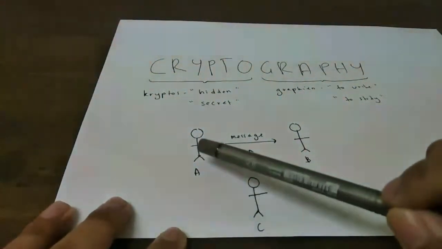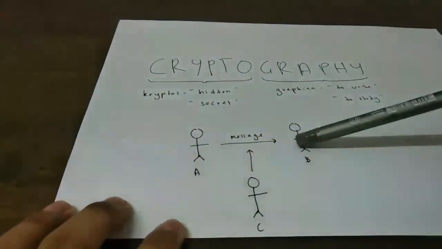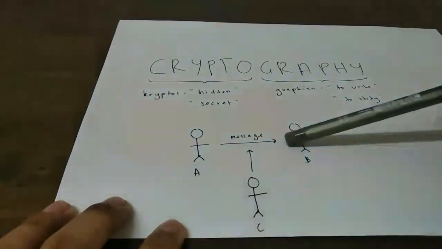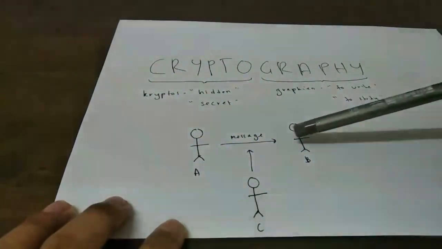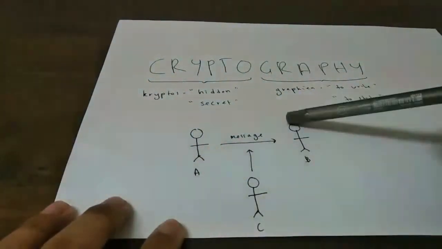So A will encrypt the message into an unreadable form and send it to B, and B will receive the unreadable form and change it into a readable form by using a key, or decrypt it. So that is the flow.